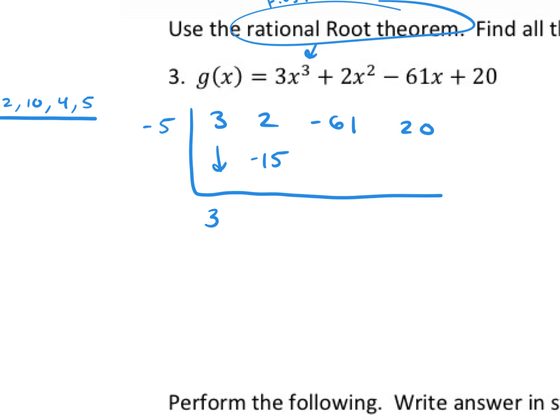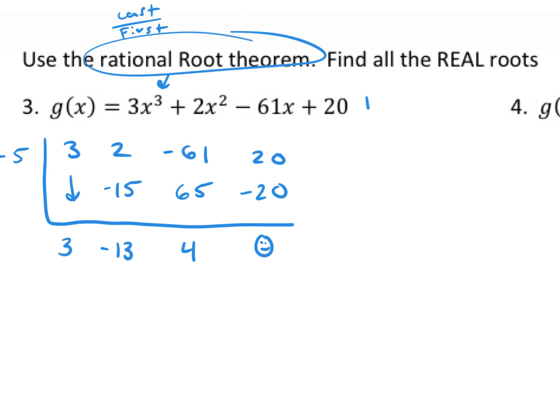Negative 15. Add, we get negative 13. Multiply, this would be 65. 65 minus 61 would be 4. 4 times 5 is negative 20. We get 0. So negative 5 works. So one of our answers, x equals negative 5.